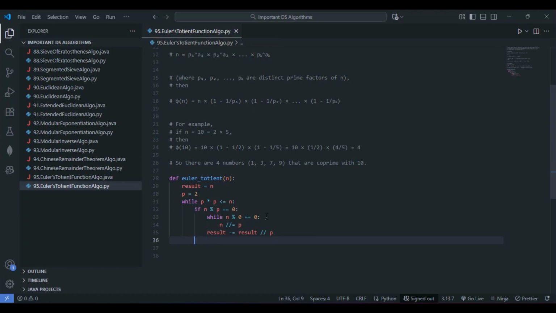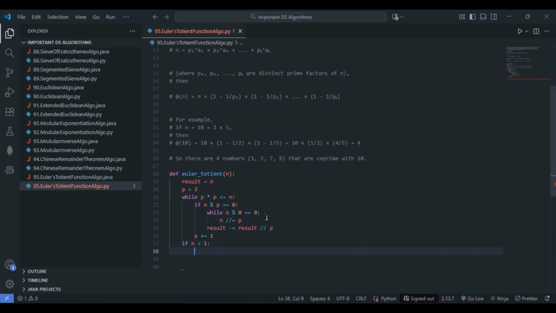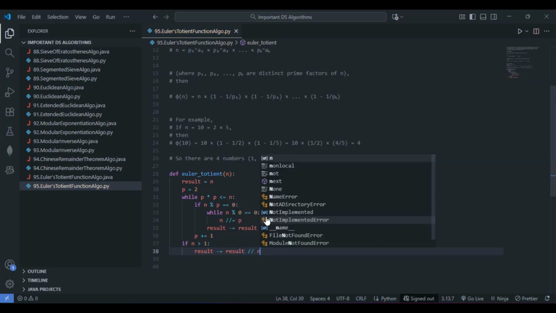The next step: we have to move to the next potential prime, nothing but p equals p plus 1. Then, if any prime is greater than the square root of n, then it remains, right? So if n is greater than 1, we'll be applying the formula for the last prime factor here: result equals result minus result by n.